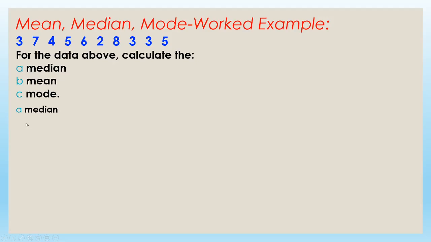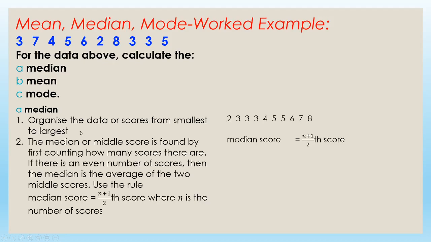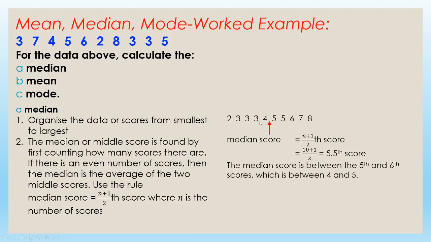So finding the median is fairly easy. We organize the numbers from smallest to largest, and then we work out what the middle score is using that n plus 1 divided by 2 rule. So n plus 1 divided by 2, there's 10 numbers, plus 1 is 11, divided by 2 is the 5.5 score. So that's somewhere between this 4 and 5, because I counted 1, 2, 3, 4, 5, and a half is somewhere between there. So we know it's between 4 and 5, so we know that it's 4.5.